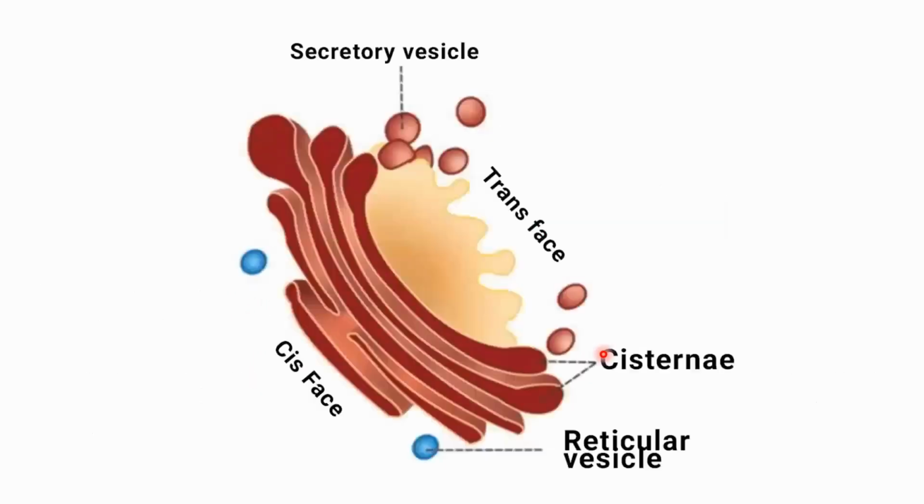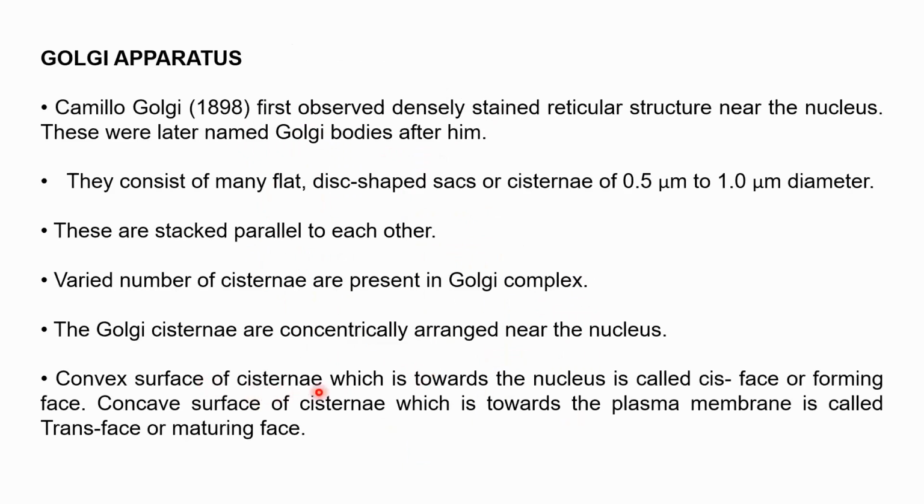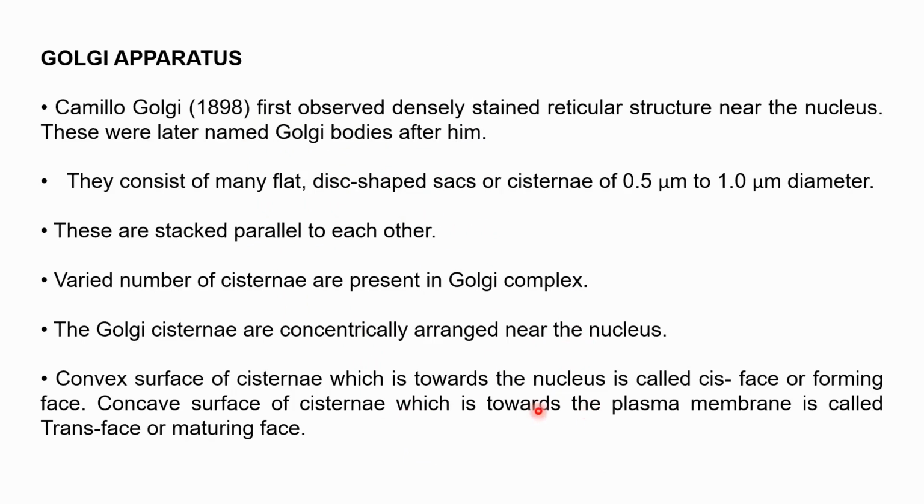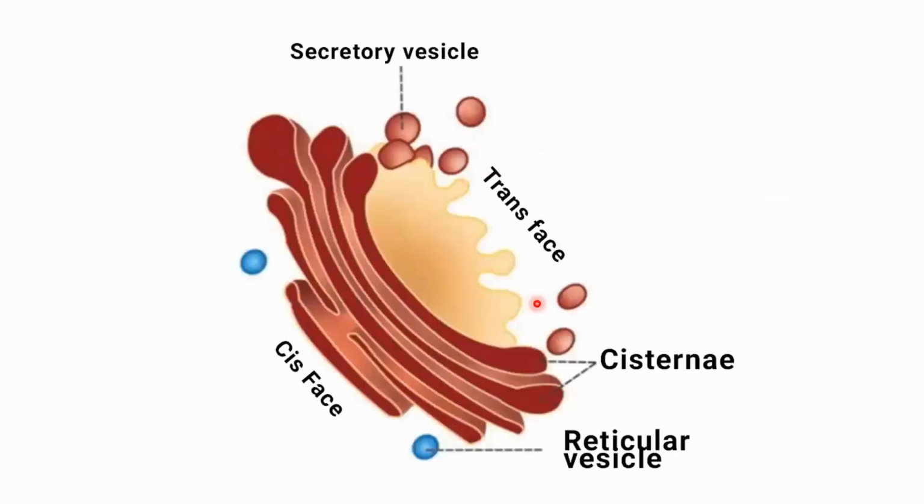So there are two faces of these cisternae. We can see that these are the cisternae, arranged parallel to each other. And there are two faces: one is the cis face and one is the trans face. So what is the cis face and what is the trans face? The convex surface of the cisternae which is towards the nucleus is known as the cis face, while the concave surface of the cisternae which is towards the plasma membrane is known as the trans face.